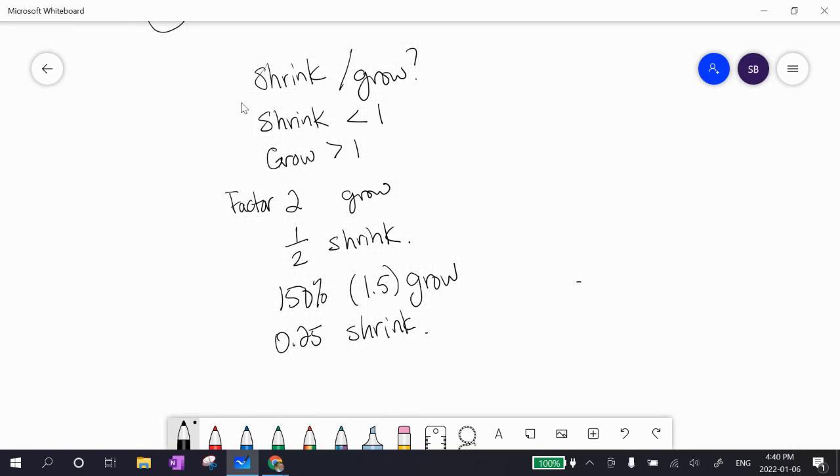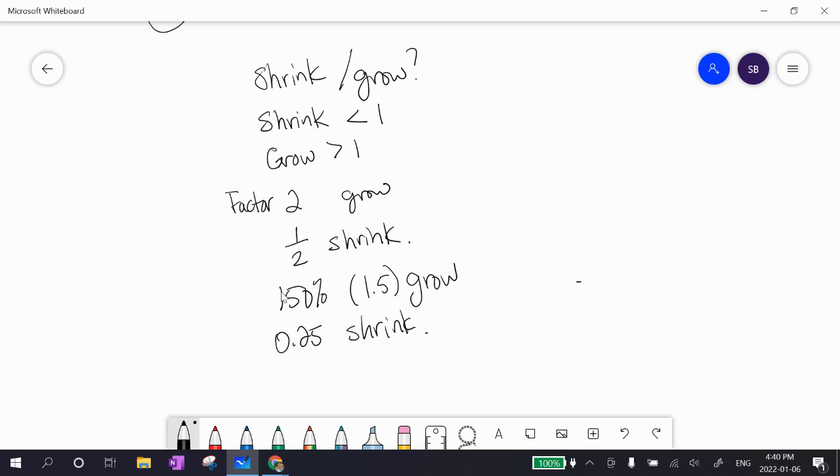And as a quick note, is something shrinking or is it growing using the scale factor? So it's shrinking if the scale factor is less than 1. It's growing if the scale factor is greater than 1. So for instance, if I have a factor of 2, then I know that it's growing. If I have a factor of a half, then I know that it's shrinking.